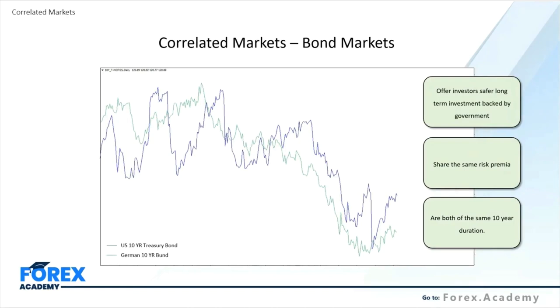The second asset class we look at here is the bond market. So what are the bond markets? Of course, they are the debt markets. And here we've chosen to outline two bond markets, particularly with a duration of 10 years. We have the US 10-year Treasury bond, or the T-bond, and then the German 10-year bond, both 10-year debt instruments within the financial markets.